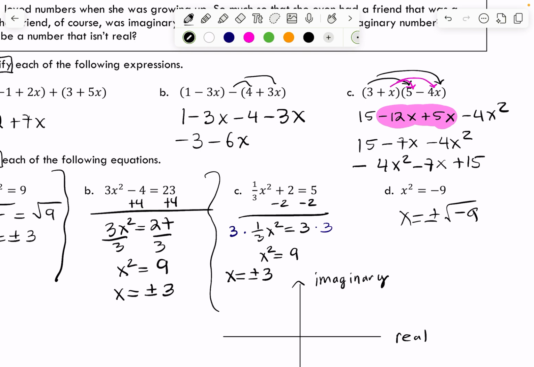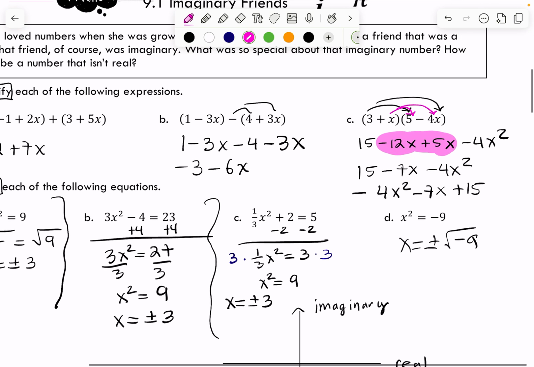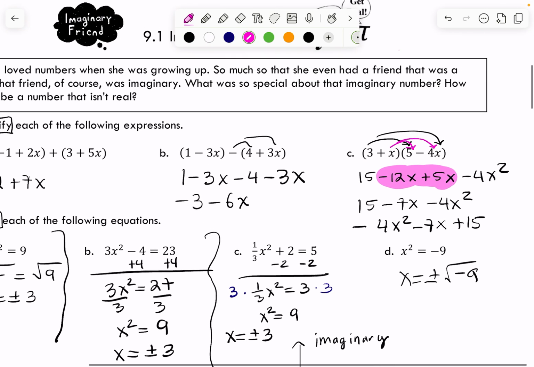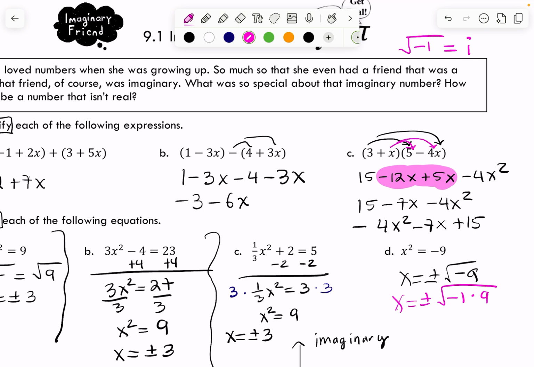So mathematicians did something similar with square roots of negative numbers. We all know that for the square root of negative 9, there are not two same numbers that exist to give you negative 9. So what mathematicians did is they decided, and you should write this in your notes, that the square root of negative 1 will be i, and this i will represent imaginary numbers. So for this problem, we're going to write x equals plus or minus the square root of negative 1 times 9.